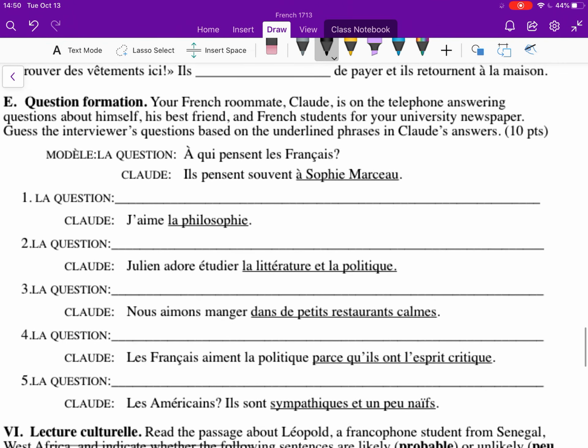I'll do one example for you guys. J'aime la philosophie. First of all, what would my question word be? La philosophie is a concept, so that's considered a thing. So therefore, I'm going to have my question word be que. Then I get to decide est que or inversion. My verb here is not a form of être, so I can use whichever I like. Let's say that I want to use est que. I will plop it in.